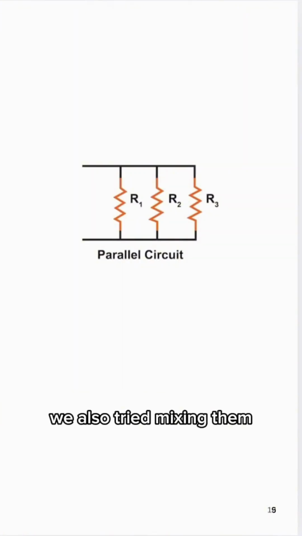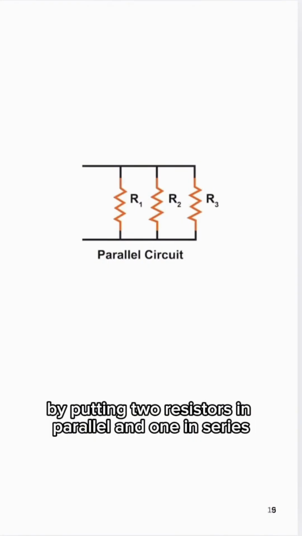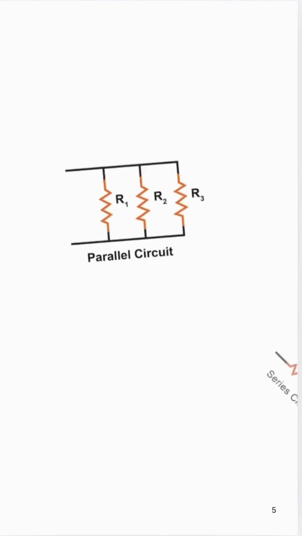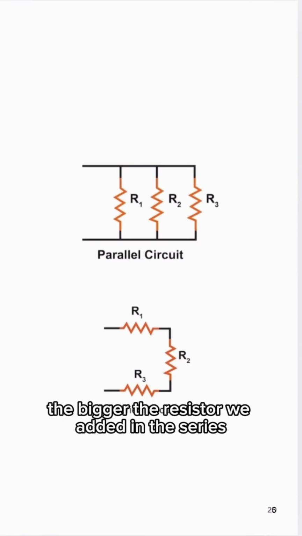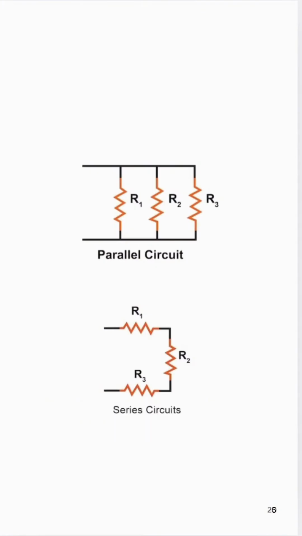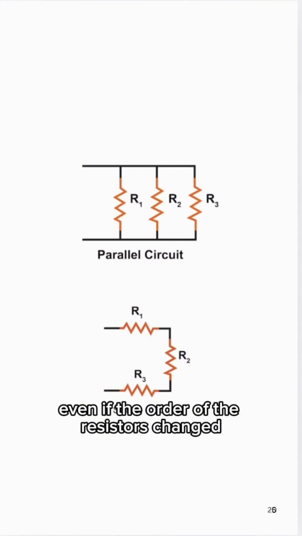We also tried mixing them by putting 2 resistors in parallel and 1 in series. We noticed that when we changed which resistor was in series, the total resistance changed too. The bigger the resistor we added in series, the higher the overall resistance became. This showed that adding something in series always increases the total resistance, even if the order of the resistors changed.